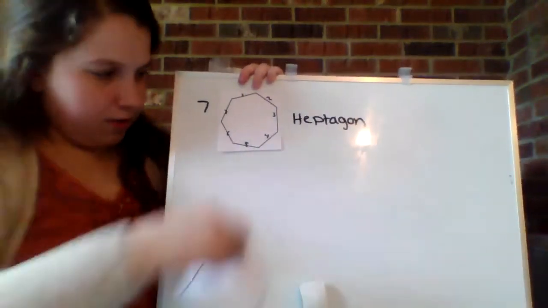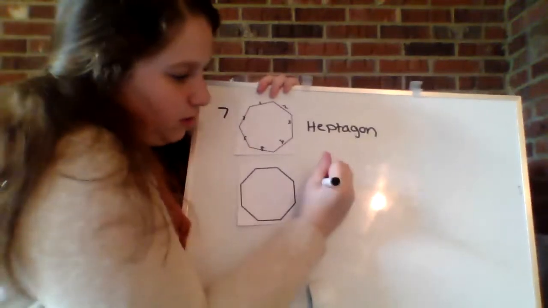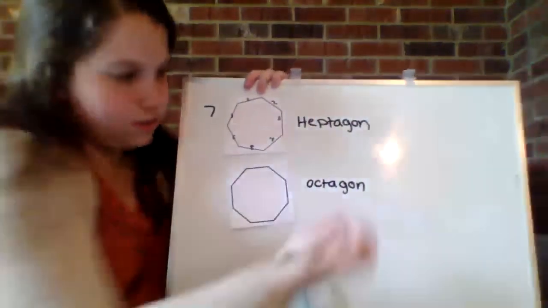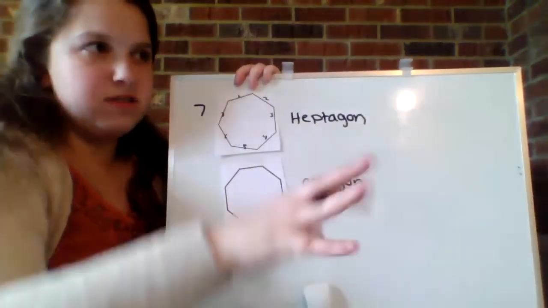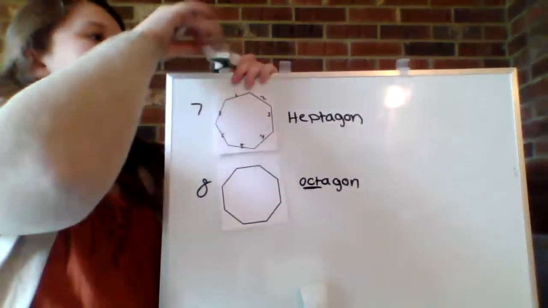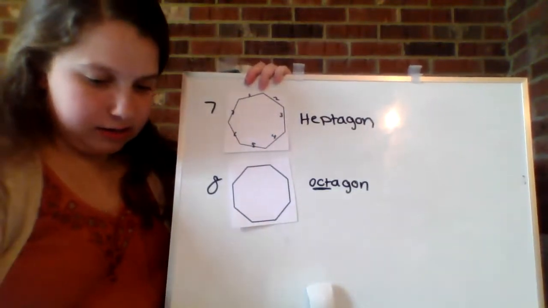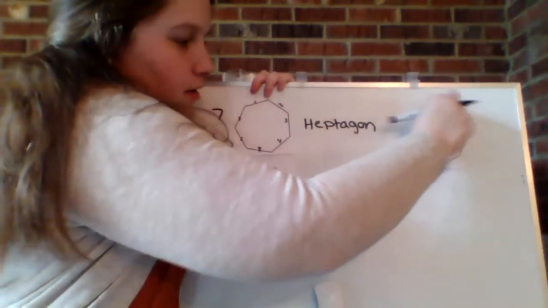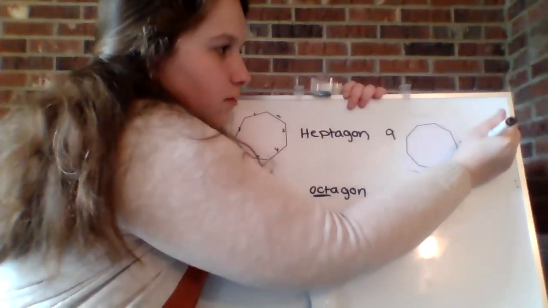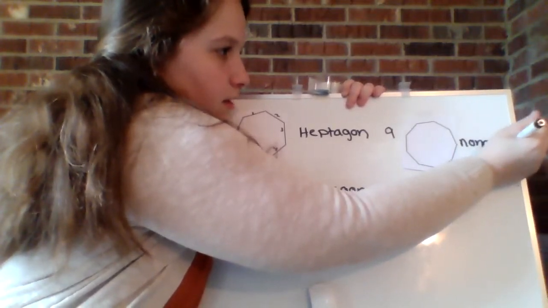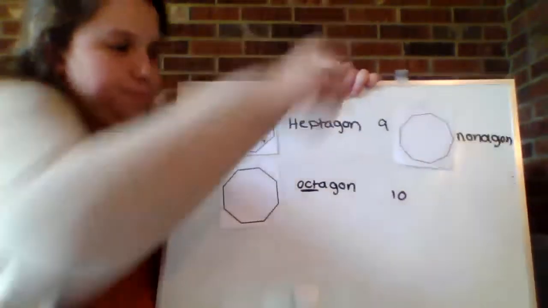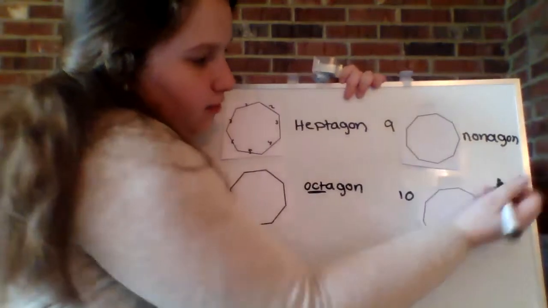One that you've probably heard of before is an 8-sided shape, an octagon. And I like to think an octopus has 8 tentacles, 8 legs. An octagon has 8 sides. A 9-sided shape is called a nonagon. A nonagon. And finally, a 10-sided shape is called a decagon.